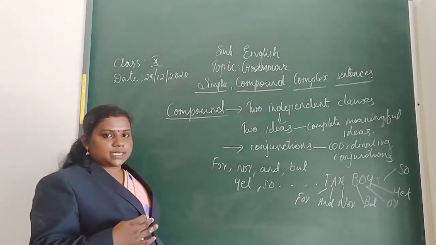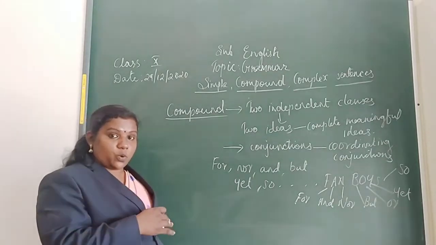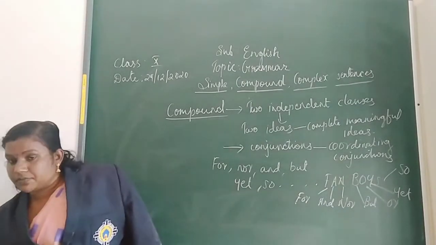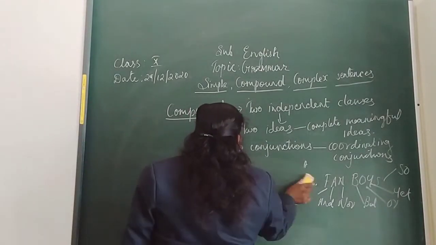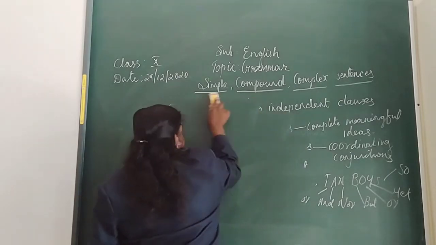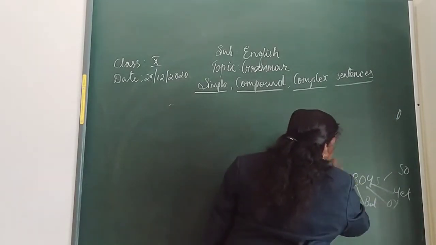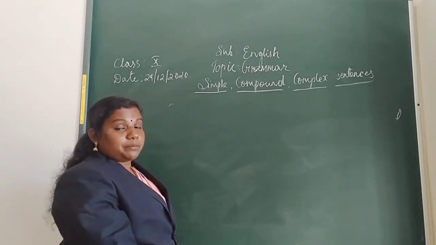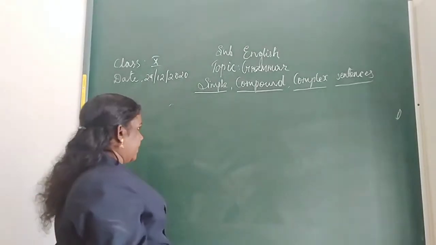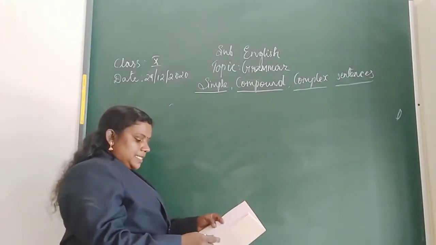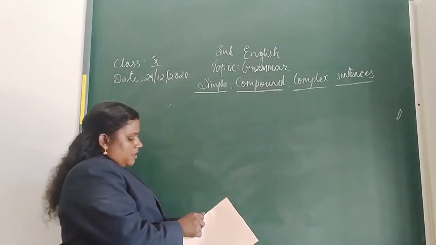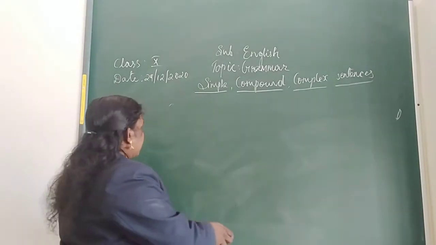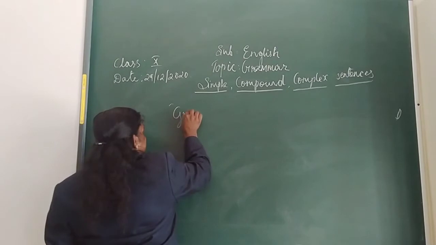So compound sentence, did you get one idea? Shall we go with some examples? Through examples it will be clear for you. So compound sentence means two independent clauses, a conjunction will be there, and two complete meaningful ideas we will get. Okay, for example, Grace opened the door. Okay, first we will go with this.